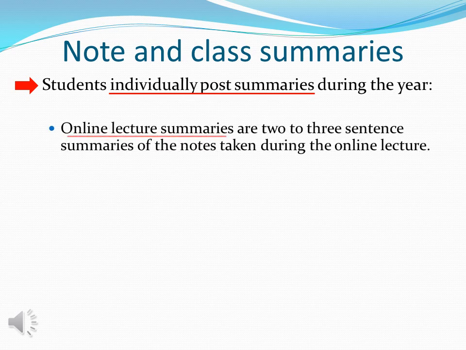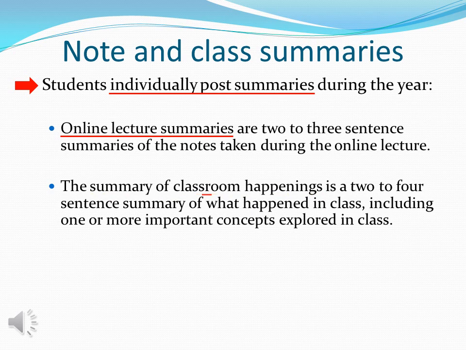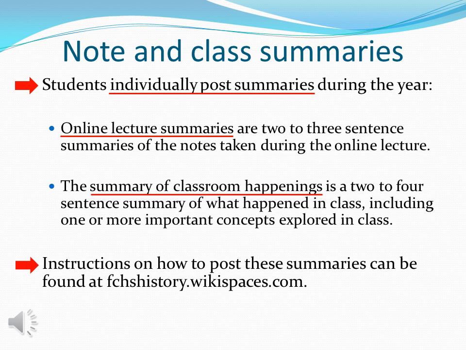You will either complete an online lecture summary, which is a 2 to 3 sentence summary of the notes taken during your online lecture, or you will post a summary of classroom happenings. These are 4 to 5 sentence summaries about what happened in class, including some of the important concepts we explored in class. Instructions on how to post these summaries can be found at fchshistory.wikispaces.com, and you will be told when it is your turn to post a summary.